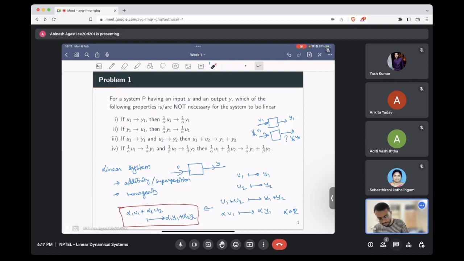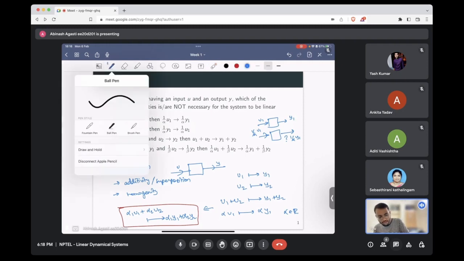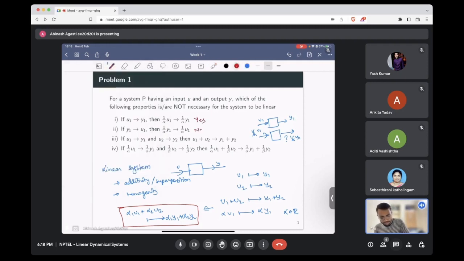Okay. So we want scaling any input to have a scaled output, but there is no restriction in the opposite sense. If I have a 1 by alpha y1, I need not have 1 by alpha u1. If u1 gave y1, then definitely 1 by alpha u1 will give 1 by alpha y1, but the opposite need not be true. So this might also be true, but it is not necessary for the system being linear. So here this is yes, this is no.